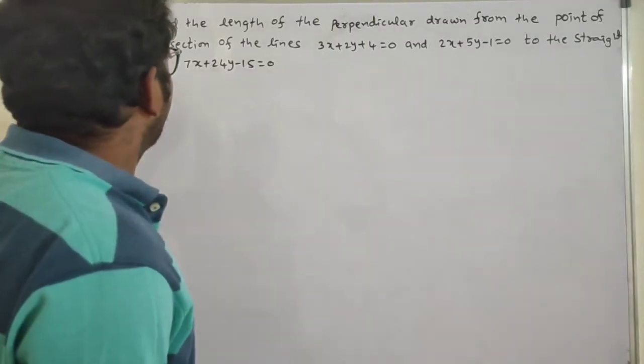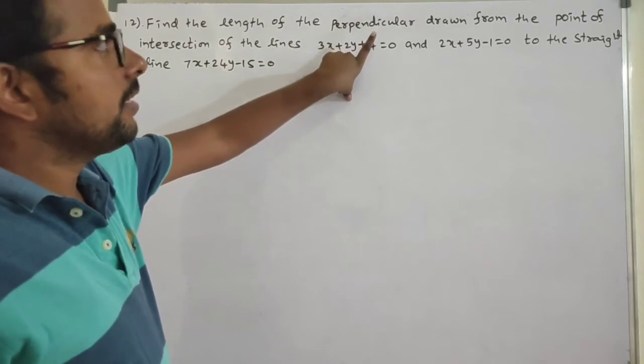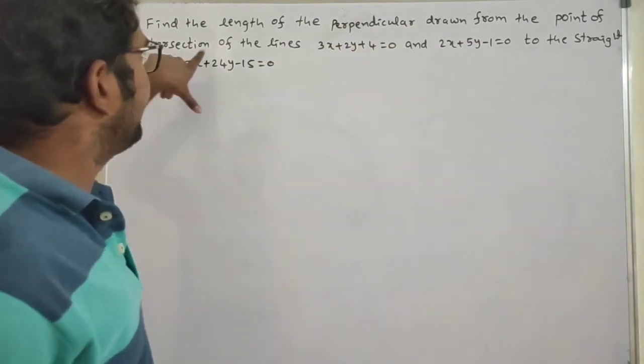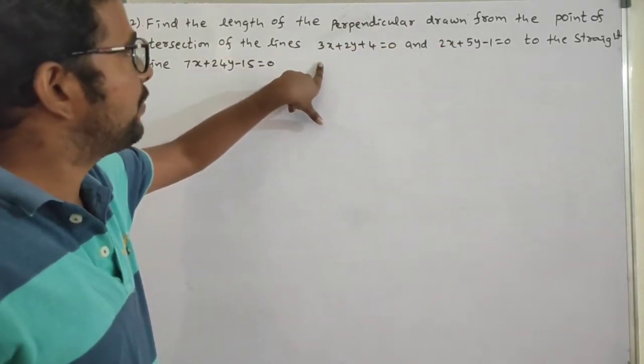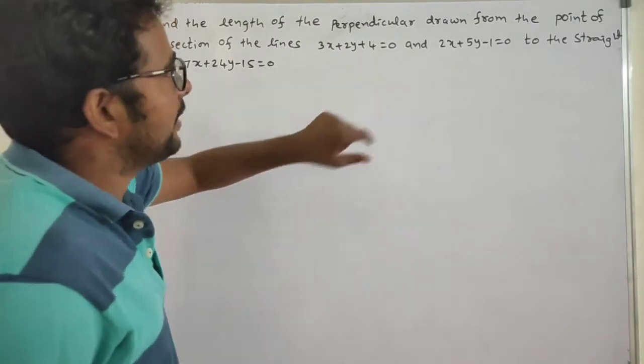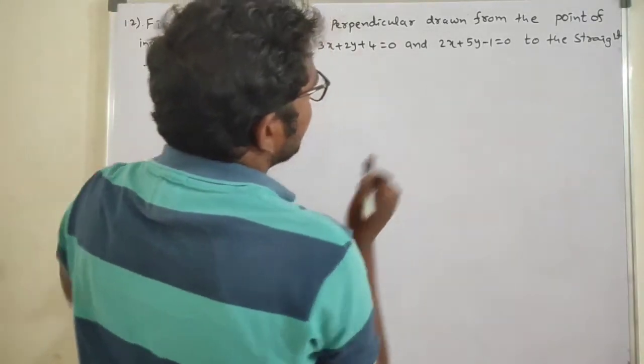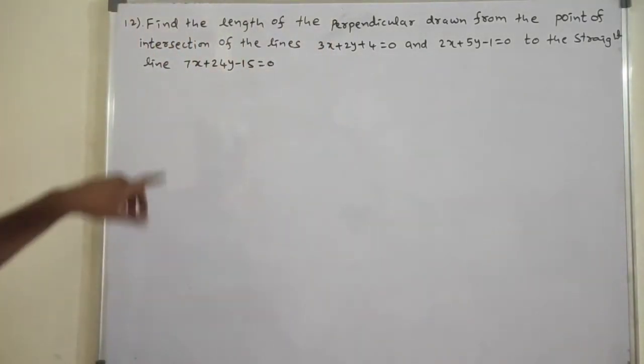Now the 12th question. Find the length of the perpendicular drawn from the point of intersection of the lines 3x + 2y + 4 = 0 and 2x + 5y - 1 = 0 to the straight line.